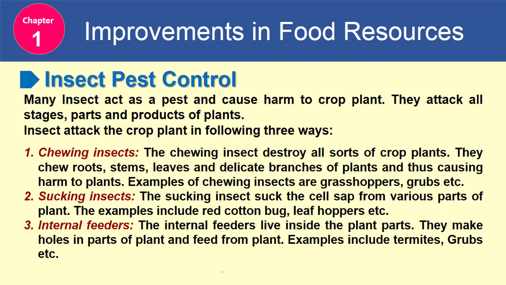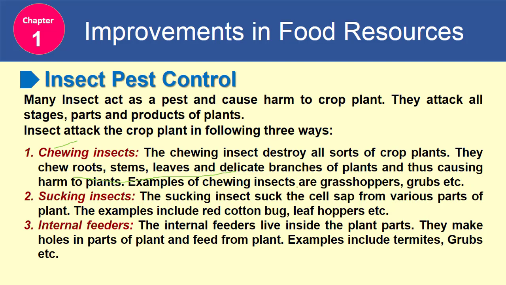Next is insect pest control. Many insects act as a pest and cause harm to crop plant. They attack all stages, parts and products of plant. Insects attack the crop plant in following three ways. So first is chewing insects. The chewing insects destroy all sorts of crop plants. They chew roots, stems, leaves and delicate branches of plants and thus cause harm to plants.